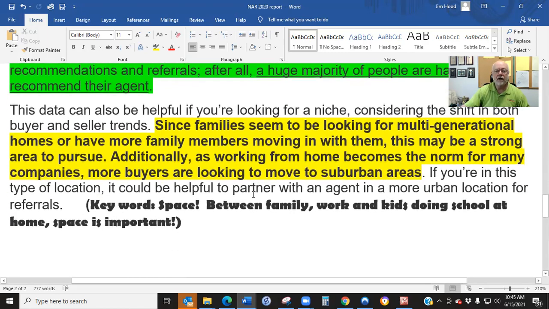Key word, it should be singular, not word. Oh, that's a colon. Key word, colon, space. All right, that is the big aha, space.